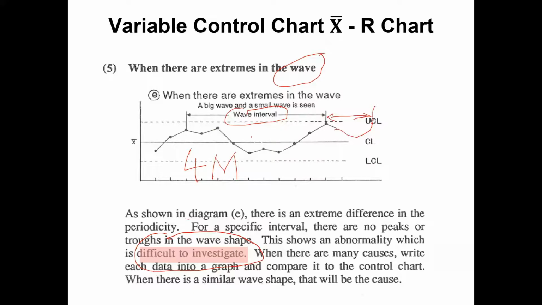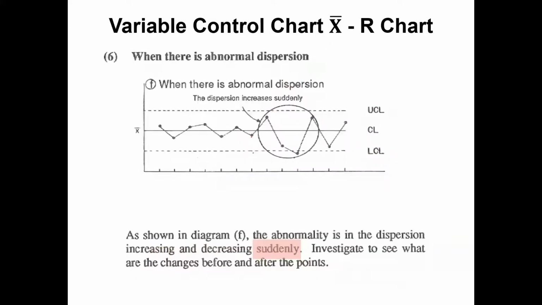How about rule number 6? Rule number 6 of Shewhart is with the name of abnormal dispersion. Abnormal dispersion means changes that happen suddenly, that are abnormal in terms of the dispersion. Now look at the first few points. You look at the first few points here.